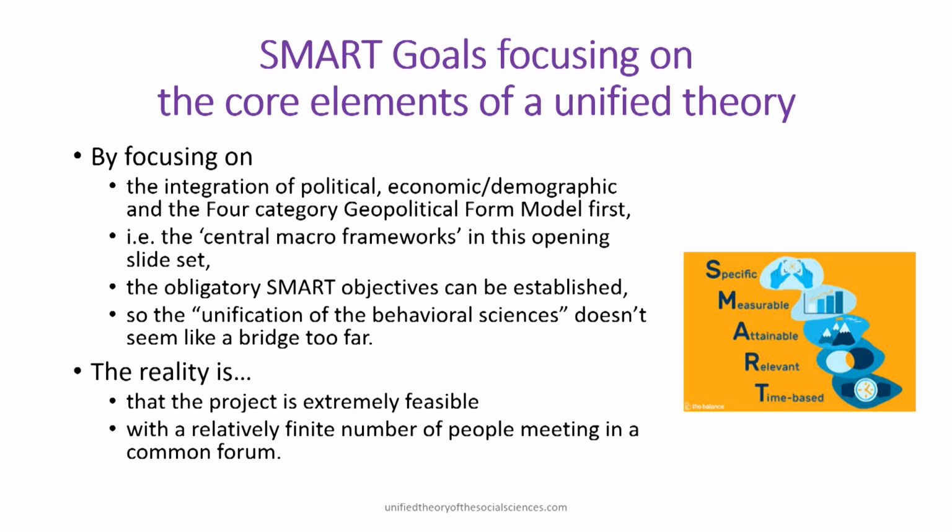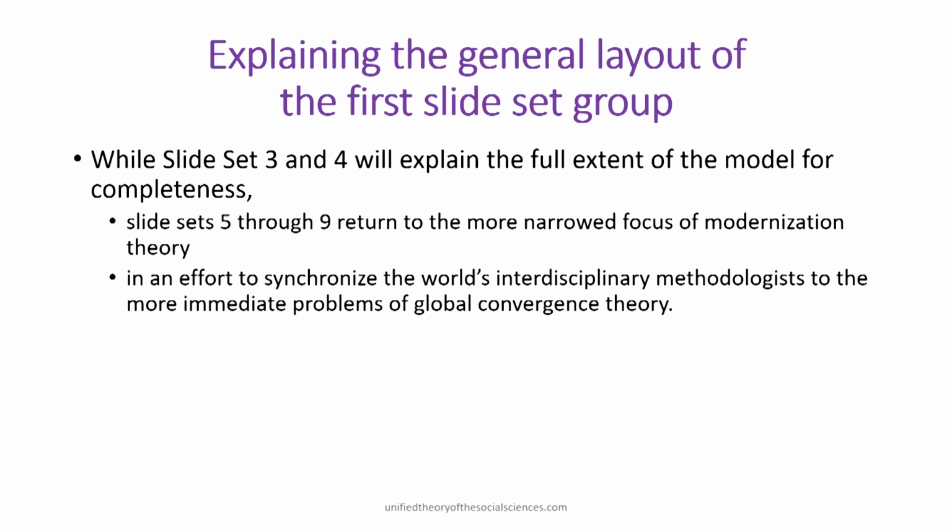By focusing on the integration of the political, economic, demographic, and four-category geopolitical form model first, i.e. the central macro frameworks in this opening slide set, the obligatory SMART objectives can be established, so the unification of the behavioral sciences doesn't seem like a bridge too far. The reality is that the project is extremely feasible with a relatively finite number of people meeting in a common forum. With slide sets 3 and 4, we'll explain the full context of the model for completeness.